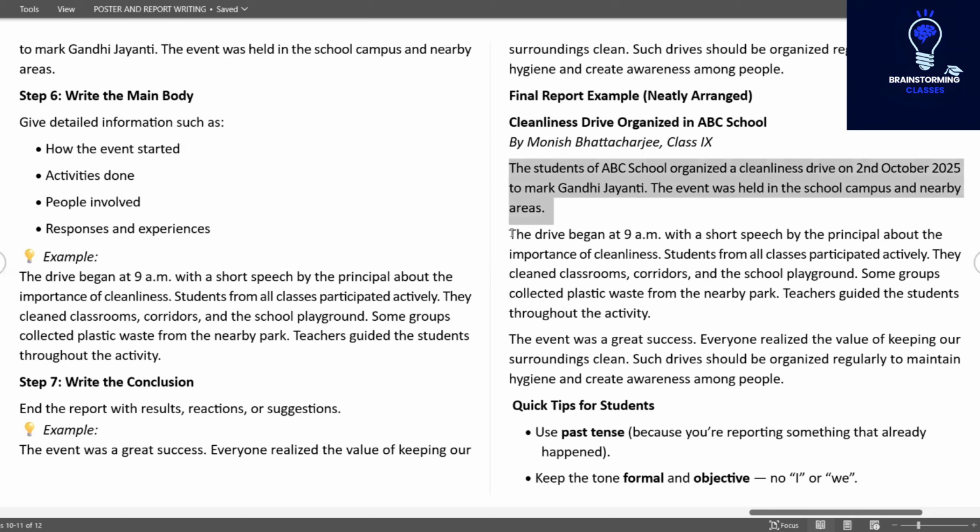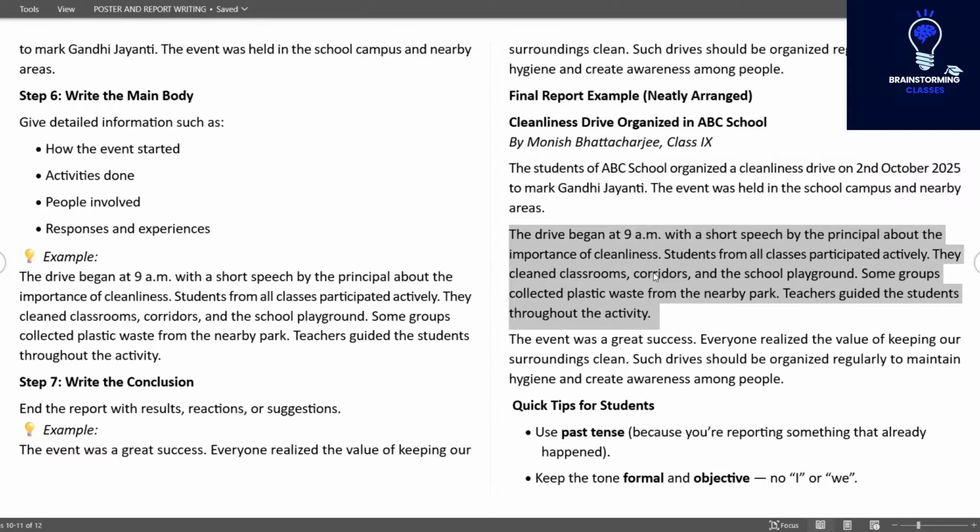Then the body. The drive began at 9 a.m. with a short speech by the principal about the importance of cleanliness. Your principal has organized it, presided over the event, and given the speech. Students from all classes participated and cleaned each and every classroom, corridor, and the school playground. Some groups collected plastic waste and other waste from the nearby parks, and teachers guided the students throughout the activities. The event was a great success.